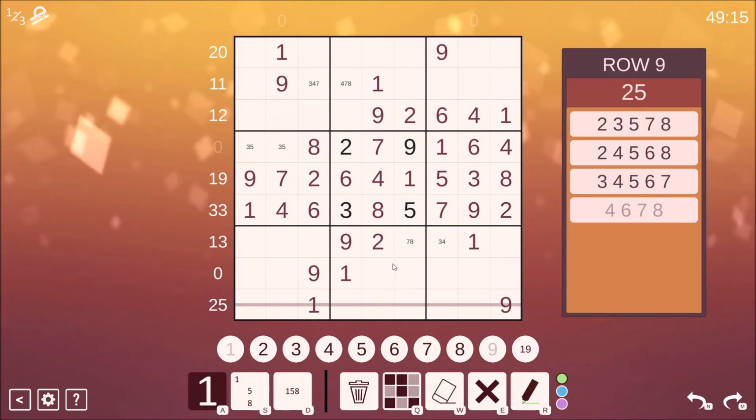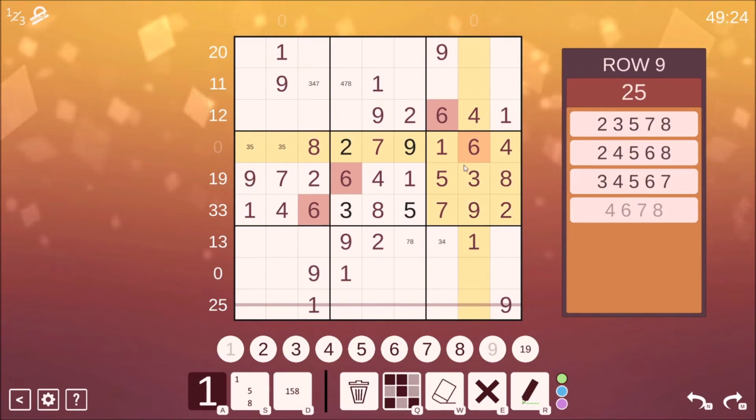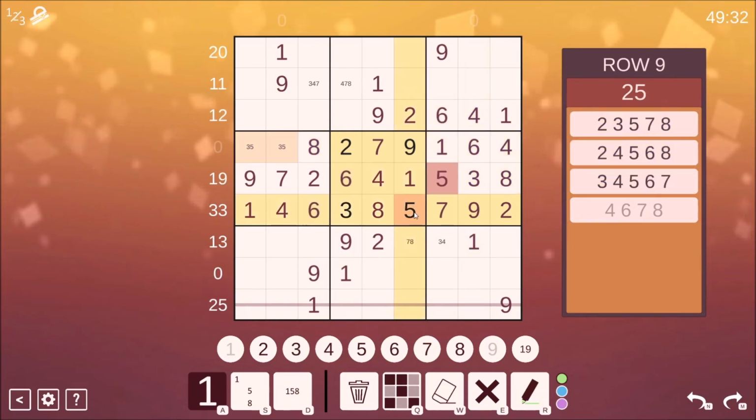Let's look at this 25 clue for a second and see if there's anything useful we can find from it. Now, it must include a 5. It has to go here or over here, so we're probably going to switch to a different clue.